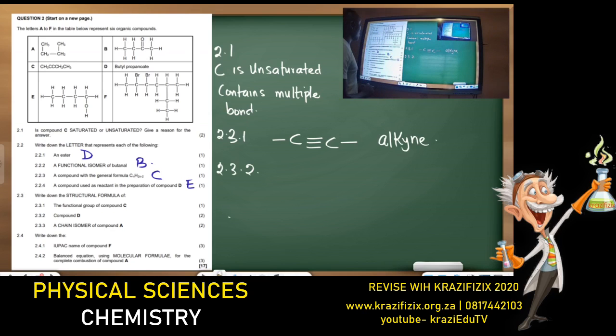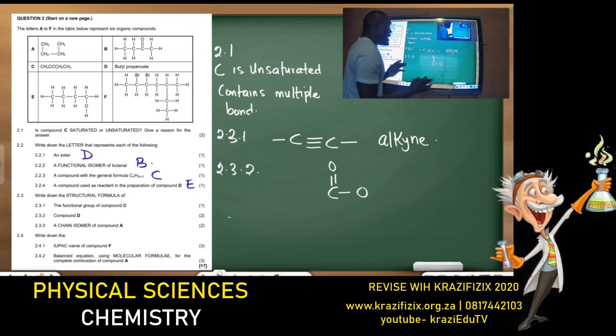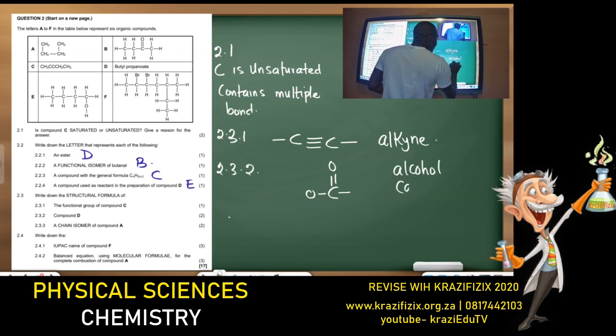2.3.2. Structural formula of compound D. Easy. It's an ester. All right. It is an ester. Do you remember that an ester would have this? COO. All right. It depends on how you want to draw it. You want to draw the oxygen on the side, but one thing you must know is this. Okay. Let me put the oxygen on the side. One thing you must know is this. We have an alcohol and a carboxylic what? Acid. On the carboxylic acid, that's where you have the double bond.